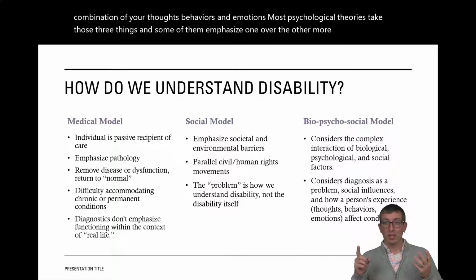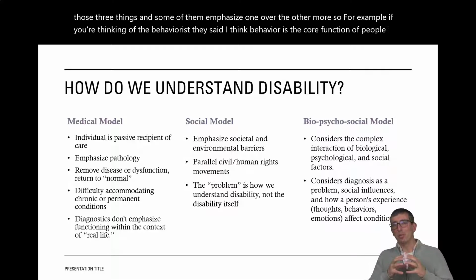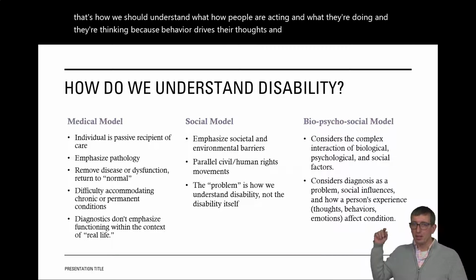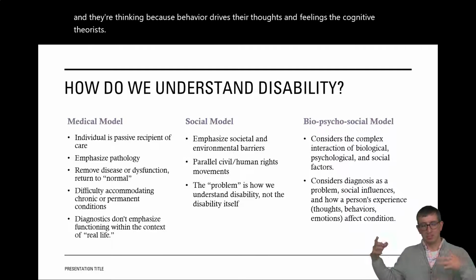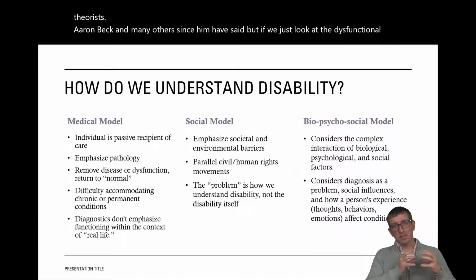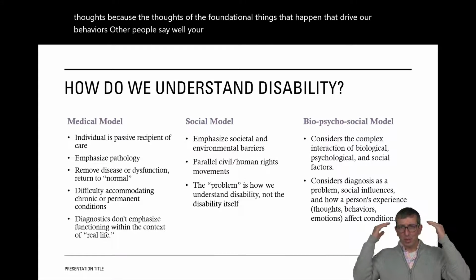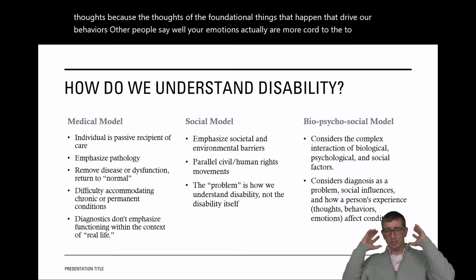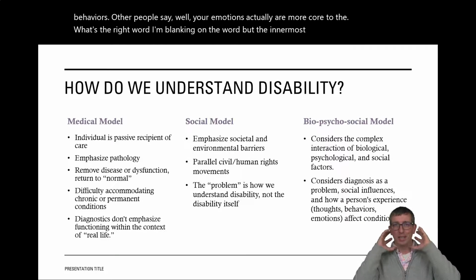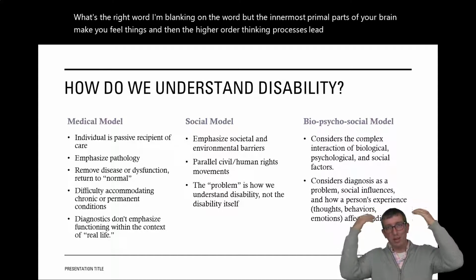So, for example, the behaviorists said, well, I think behavior is the core function of people, and that's how we should understand how people are acting and what they're doing and their thinking, because behavior drives their thoughts and feelings. The cognitive theorists like Aaron Beck and many others since him have said, well, let's look at the dysfunctional thoughts, because the thoughts are the foundational things that drive our behaviors. Other people say, well, your emotions actually are more core, that the innermost primal parts of your brain make you feel things, and then the higher order thinking processes lead to thoughts, and those drive your behaviors.